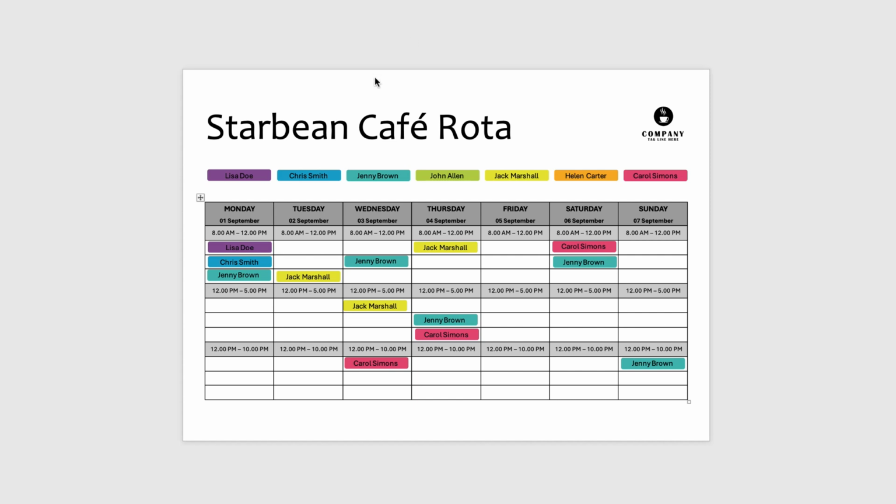Today I'm going to be showing you how to create this really simple rota in Word. So all you need to do is simply click on one of the names, copy and paste it by holding down the Alt or Option key, and then drag them into the spaces. So let's open a new document.